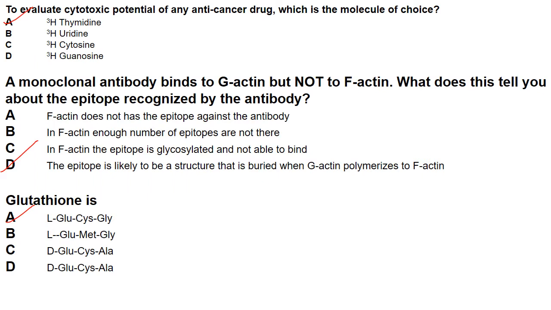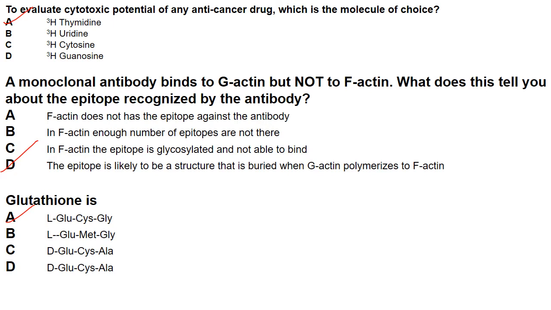Then next one. To evaluate the cytotoxic potential of an anti-cancer drug, which is the molecule of choice? So it is H3-thymidine. Answer is option A.